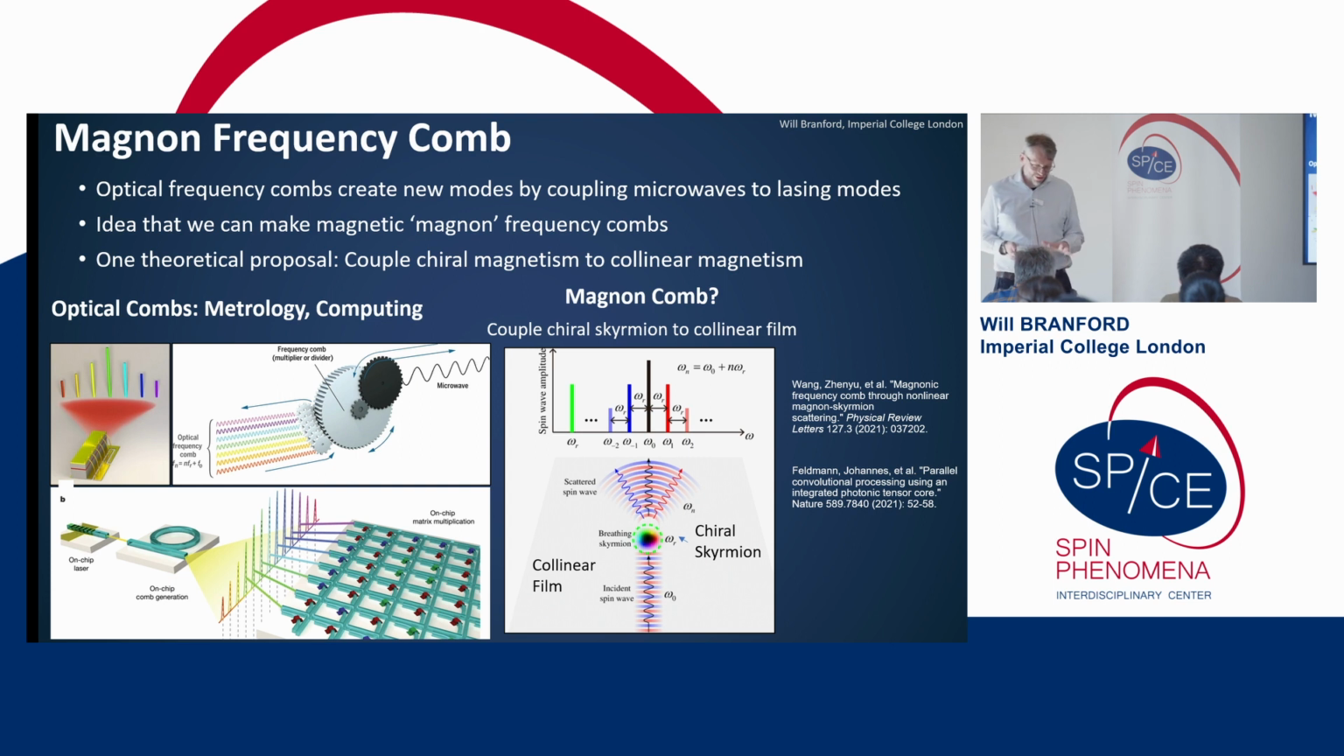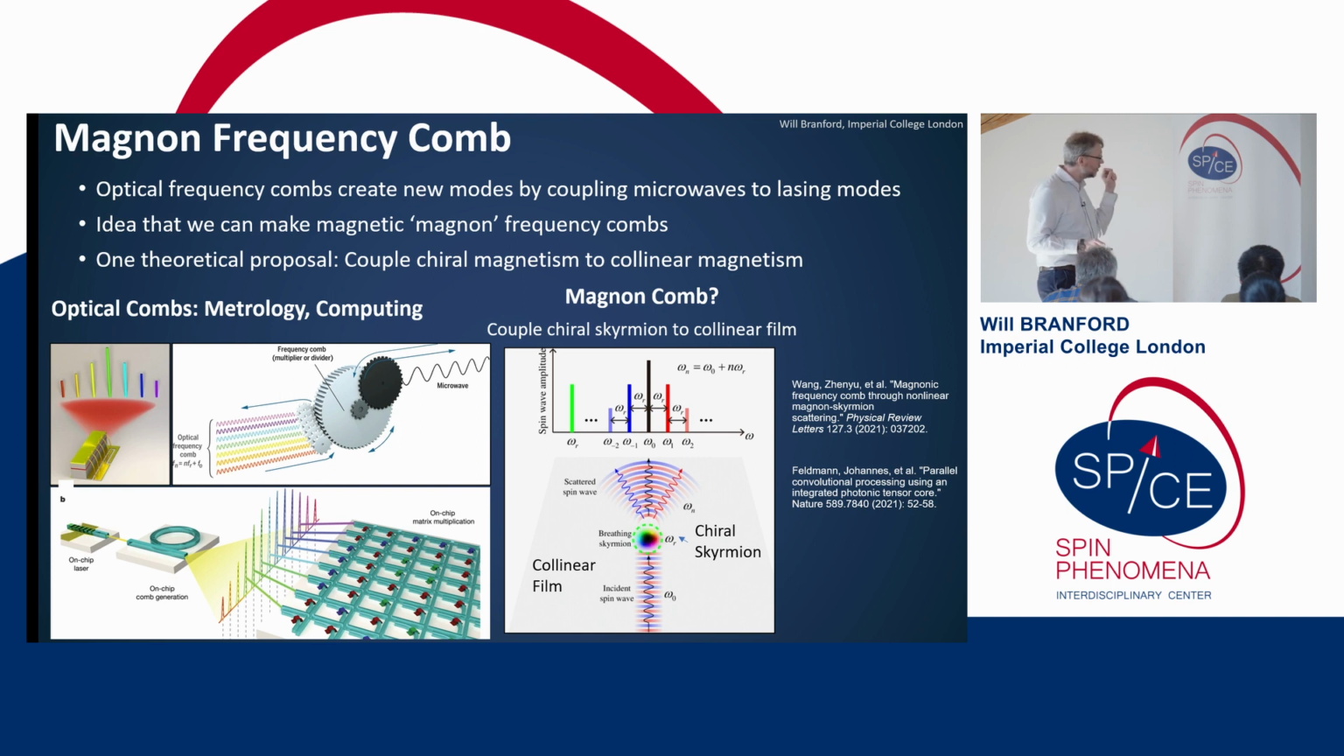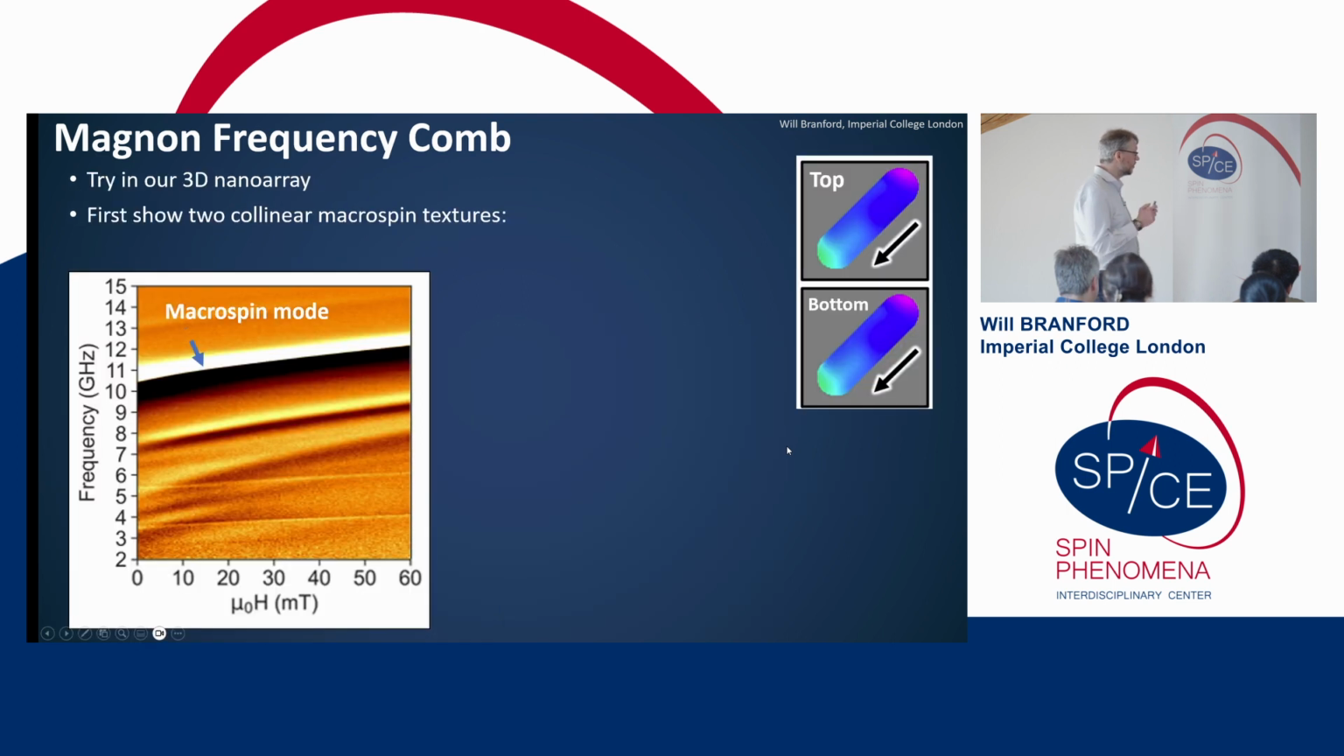Okay, so in the last 3 minutes, I'll just very quickly show you another nice thing that we've looked at, which is a magnon frequency comb. Optical frequency combs are hugely important in things like metrology and computing, and they let you introduce nonlinearities in this very specific way. So the idea is that we can try and make a magnon frequency comb. There's a very nice PRL here, which suggested if you have a collinear film with a skyrmion on top, then you can get a chiral skyrmion. You can get this coupling from the breathing modes to the modes of the underlayer and achieve this combing. So we'd like to explore that in our system.